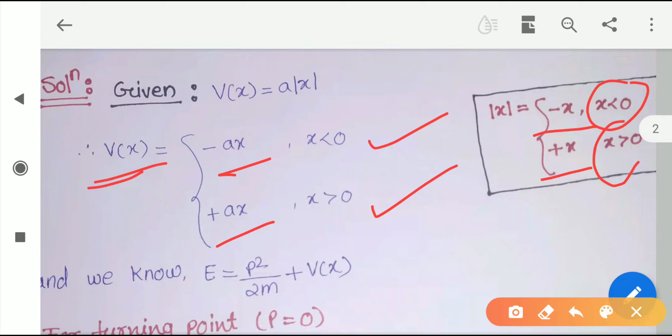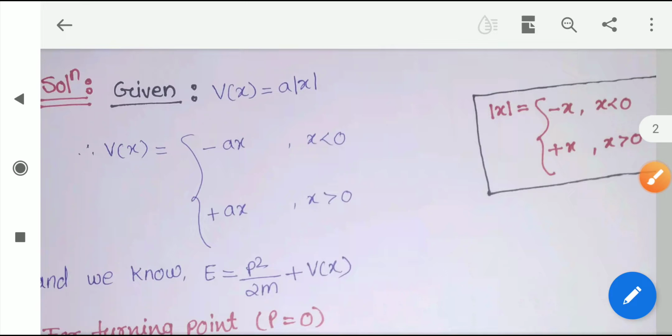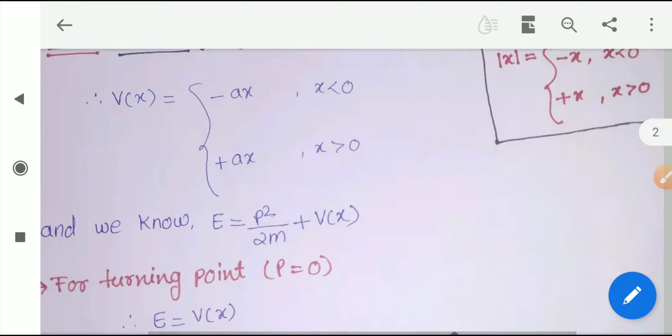And we know that the total energy of the system for this potential is kinetic plus potential, that is P square upon 2m plus V of X. I hope you have understood up to this. I have already explained in my previous videos how to solve this WKB approximation by using the longer method. So now, what is the next step?